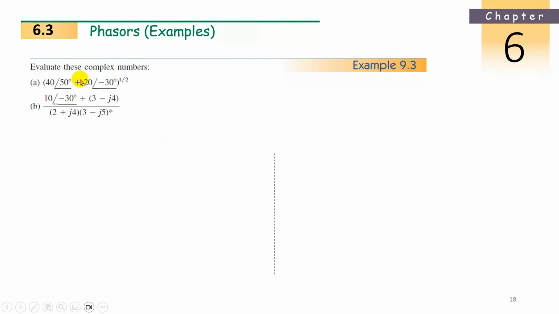We have to first sum it, then take the square root. Right? So it is in polar form: 40 at an angle 50 degrees, 20 at an angle minus 30 degrees. Can I add directly? Addition and subtraction in polar form is possible, but is it a good technique? No. We have to do it with the rectangular form.